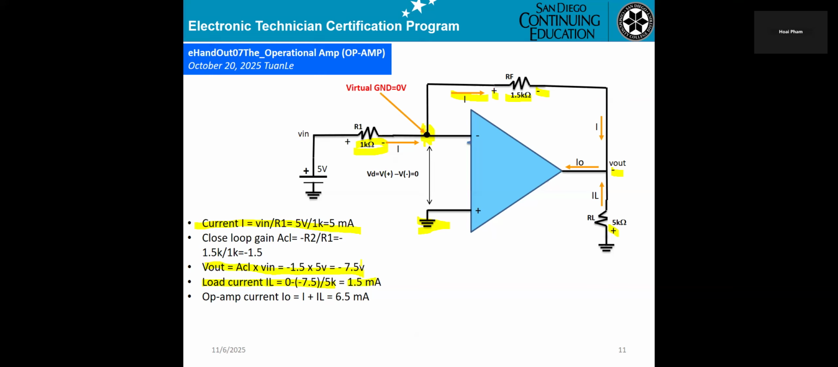So you get two currents going into the op-amp, and that's what we call I out. So the op-amp current I out will be I plus IL. You get 6.5 milliamp. So I try to make it clear to you on this circuitry. That will help a lot. Any questions, anything?